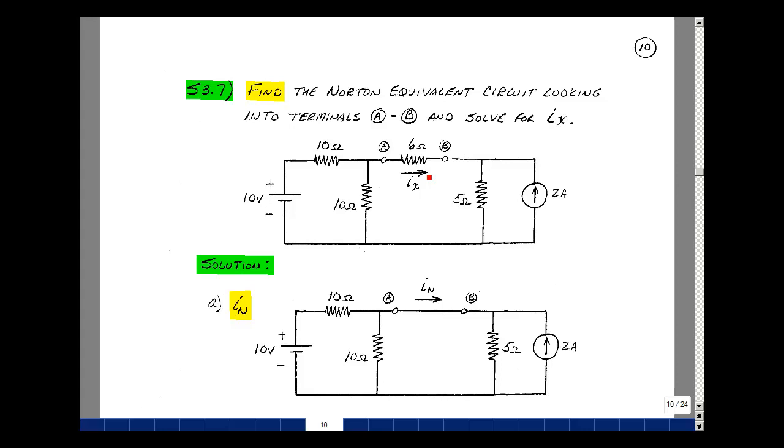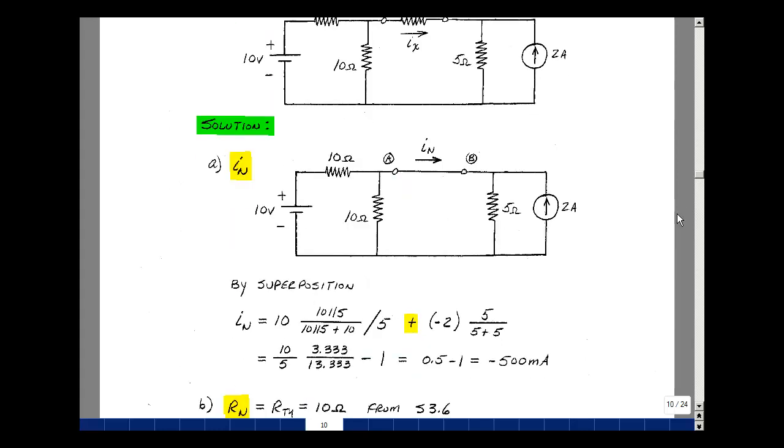for I sub x? The first step in Norton's theorem is to take the load off and replace it by a short circuit and to find the current in the short circuit from terminals A to B. We could do this with superposition.